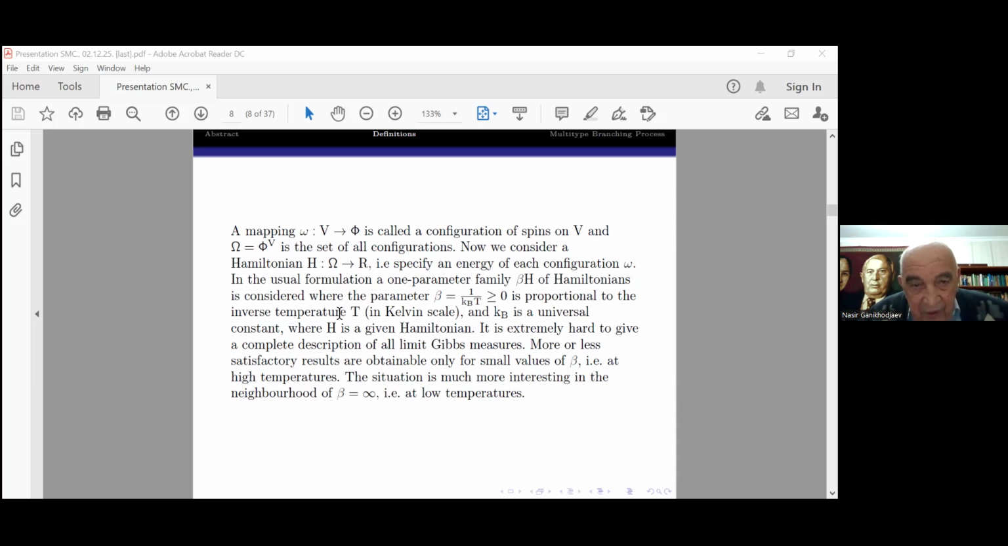This beta is proportional to inverse temperature in the Kelvin scale. So now it is a rather difficult problem to give a complete description of all limit Gibbs measures. More or less, satisfactory results are obtainable only for small values of beta, that is, for high temperature. But the situation is much more interesting in the neighborhood of infinity, that is, at low temperature. We will later see that this is where the main result will be for low temperature.